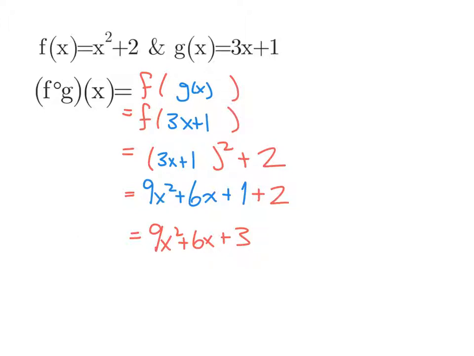If we were to think about domains, going back to the beginning, the domain of f is going to be all real numbers, because we can square anything. And the domain of g, well, that's a linear function, so that's also all real numbers. So nothing really too interesting here; our domain of f of g is also going to be all real numbers.